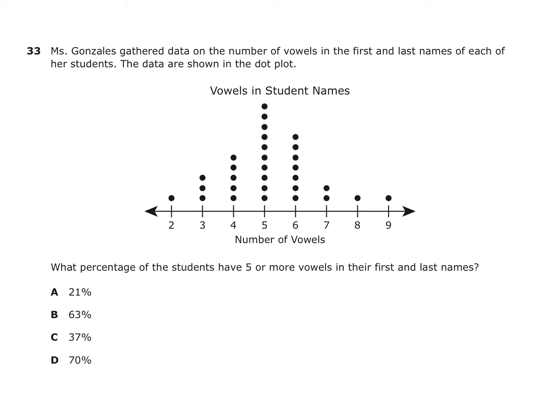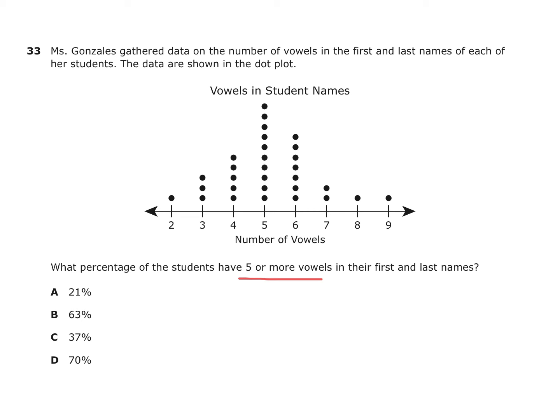Okay, number 33, Ms. Gonzalez gathered data on the number of vowels in the first and last names of each of her students. The data are shown in the dot plot. So this is the vowels in the student names. So the question is, what percentage of the students have 5 or more vowels?